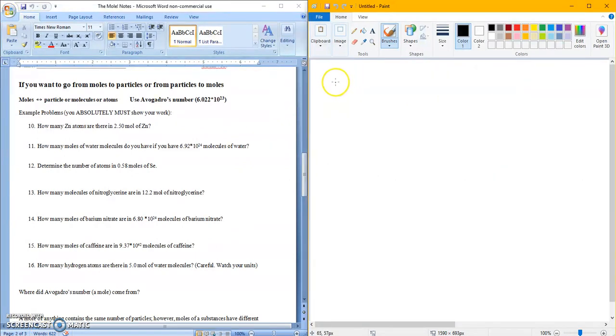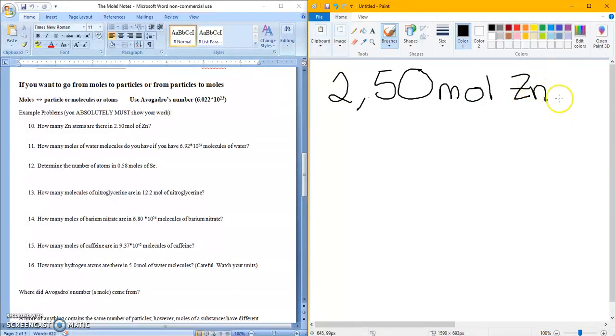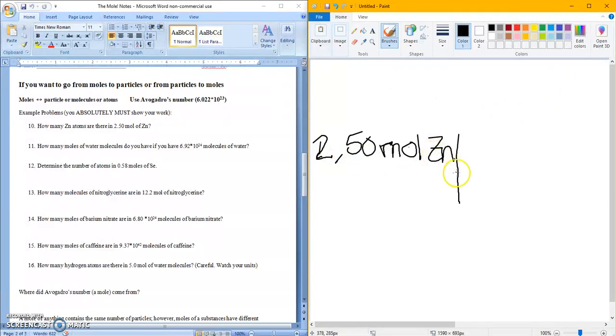Okay, so number 10. How many zinc atoms are there in 2.5 moles of zinc? 2.5 moles of zinc? That's what I want to change. I want to know how many atoms are in 2.5 moles. So 2.5 moles of zinc. That's what I start off with. Alright, 2.5 moles of zinc.